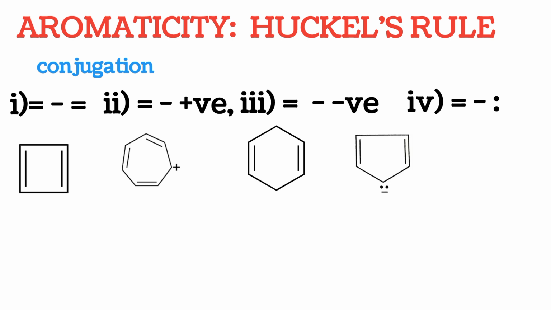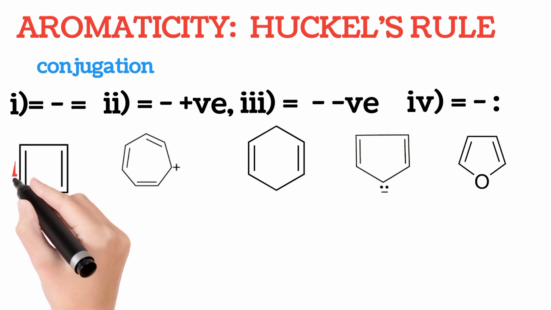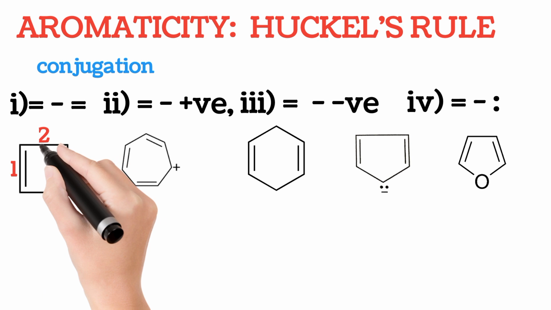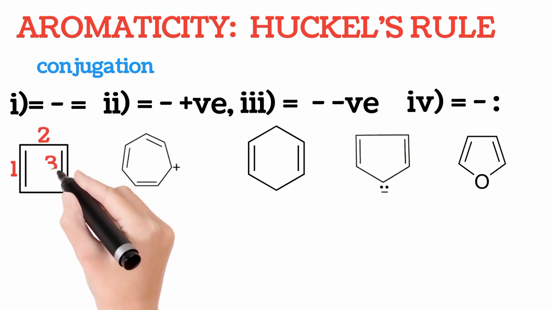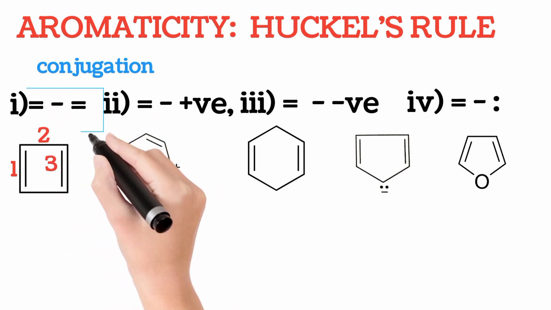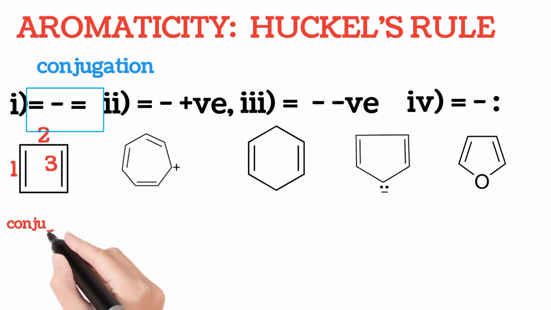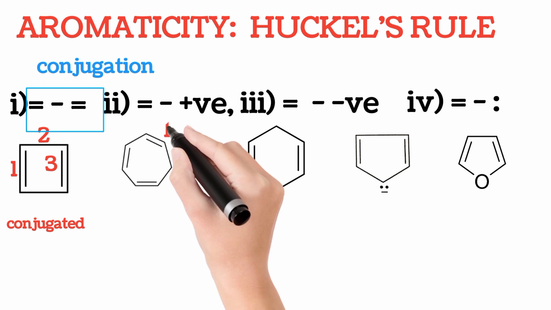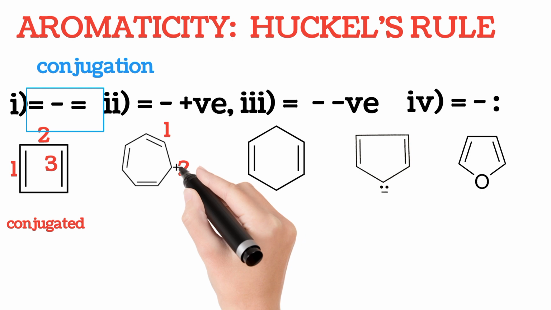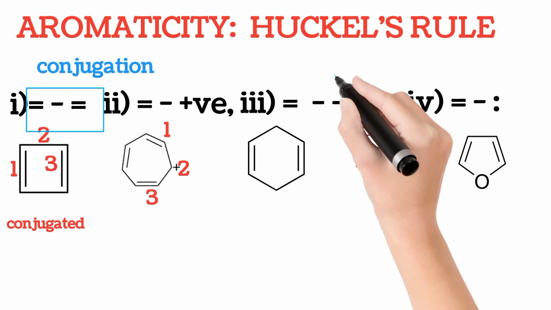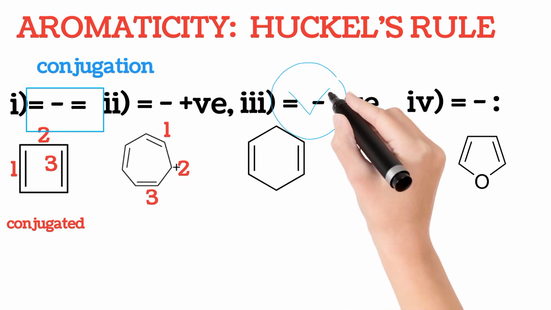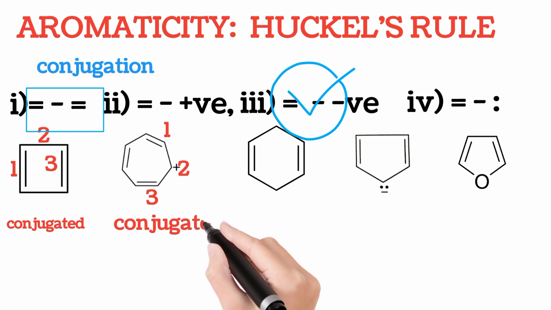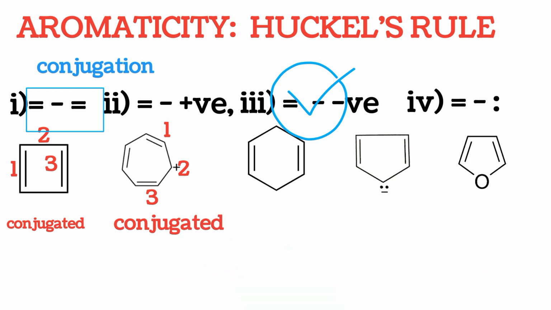In the first case, we have a double bond followed by a single bond and a double bond. So we'll write 1, 2, 3. And that is an example of this type of conjugation. So it is a conjugated compound. Now, in the second compound, we have a double bond followed by a single bond and a positive charge. So we'll write 1, 2, 3. And we'll say it is a conjugated compound. And that is the example.